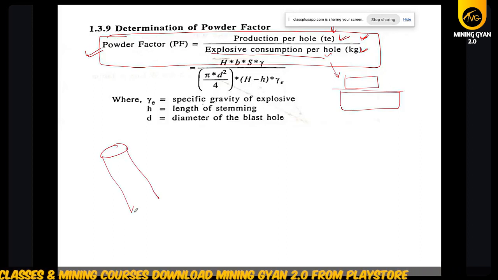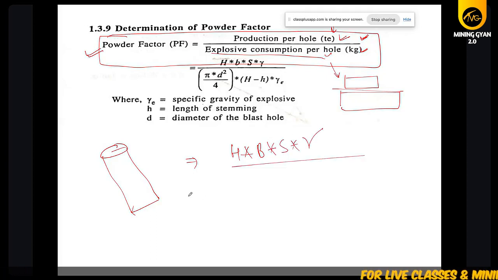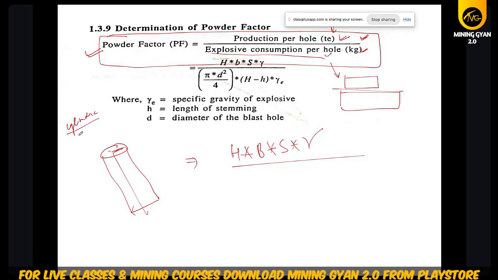So suppose this is your hole. And production, what will be the height? How much is the height of the bench? Then the burden, spacing, and gamma is the density. Then explosive, how much explosive? So I told you the cylinder volume, I told you the height to find out. So I told you pi r square h.